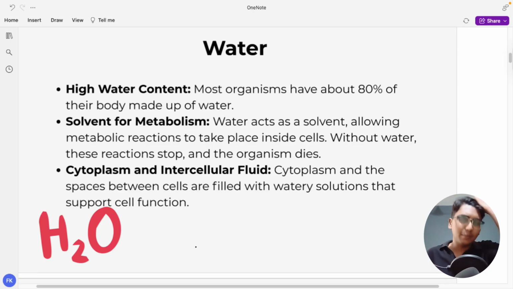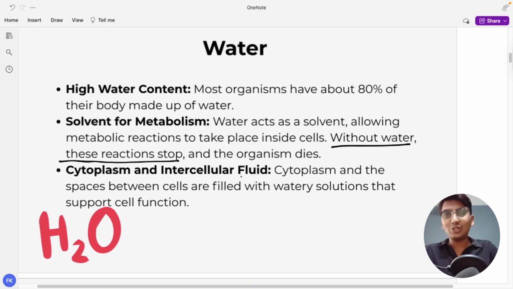Most organisms are made up of about 80% water. For example, 80% of a human body's mass is made up of water. Water acts as a solvent for various chemical reactions. If there is no water, these reactions stop and the organism actually dies. That's why you can die from dehydration.